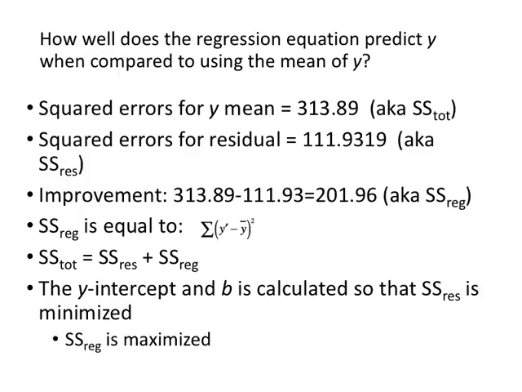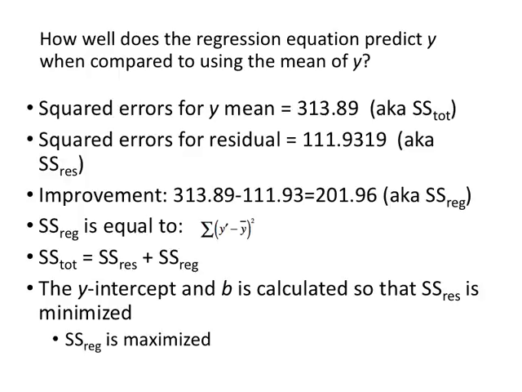We could also get sums of squares regression by taking each predicted score minus the mean and squaring those, which in our case would equal 201.96. So it would be another way to do that calculation. But just remember that sums of squares total, the 313, the thing that we calculated with just using the mean, is equal to sums of squares residual plus sums of squares regression. And if we know any two of those, we can easily get the third, right? It would make no sense to calculate the third by hand unless you just felt compelled to for some reason, because if you know two of them, you can easily get the third.